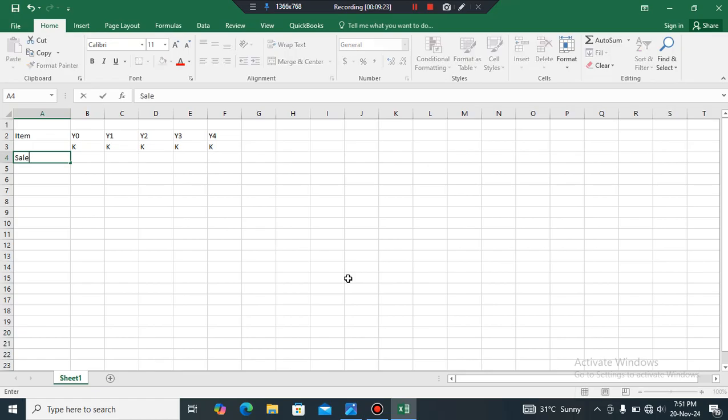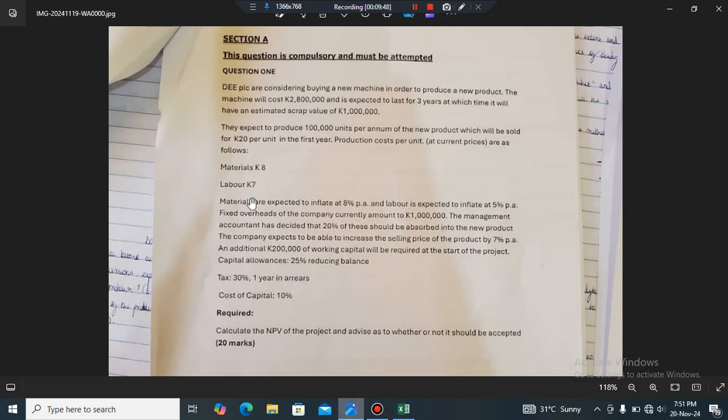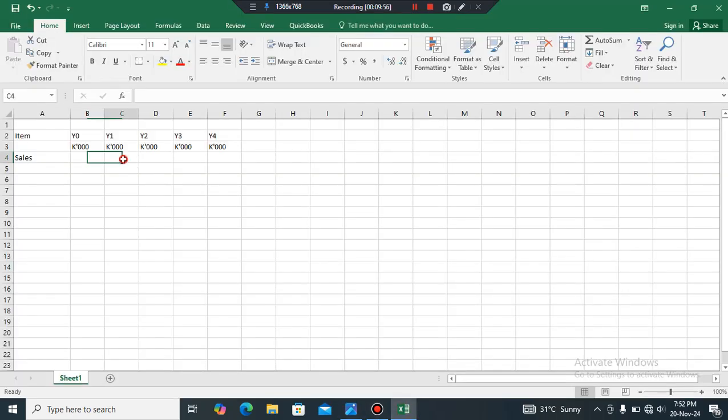For me, I usually begin in per unit. So let's say that's kwacha 1,000, and this is also kwacha 1,000, and this is also kwacha 1,000, to reduce the numbers so that we don't have a lot of zeros that we're dealing with. This is why I put in this kwacha. So now sales, what is the sales? We've been told that the sales price is 20 per unit in the first year. So we just say 20 here in the first year.